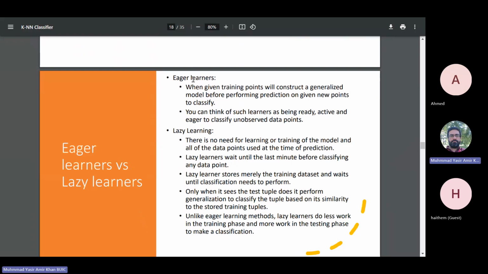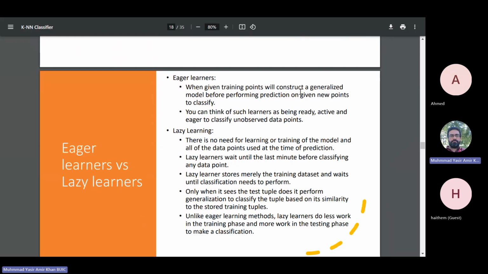What are eager learning algorithms? When we give training data points, we construct a generalized model before performing prediction on given new points to classify them. We have to train the algorithm. And then we make predictions on new points before we can use them in the field. So we run that algorithm on training data, then we run them on the test data. You can think of such learners as being ready, active, and eager to classify unobserved data points. So when we give them new data points, they are ready to handle those.